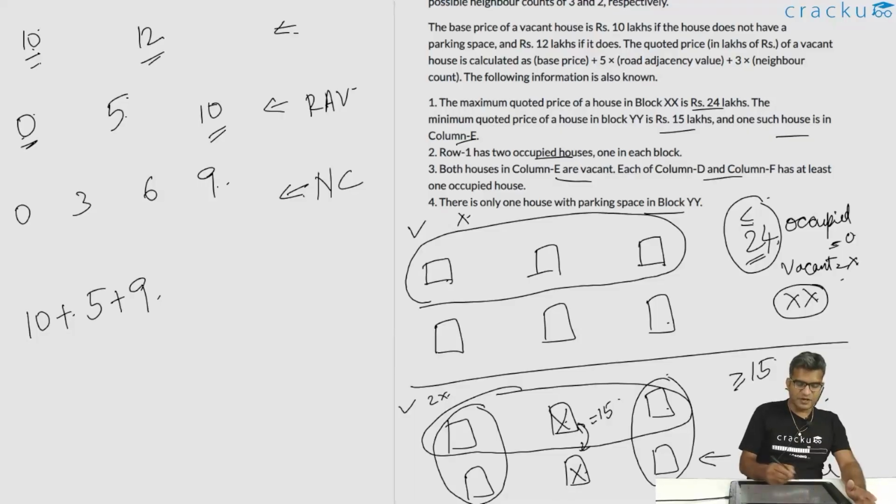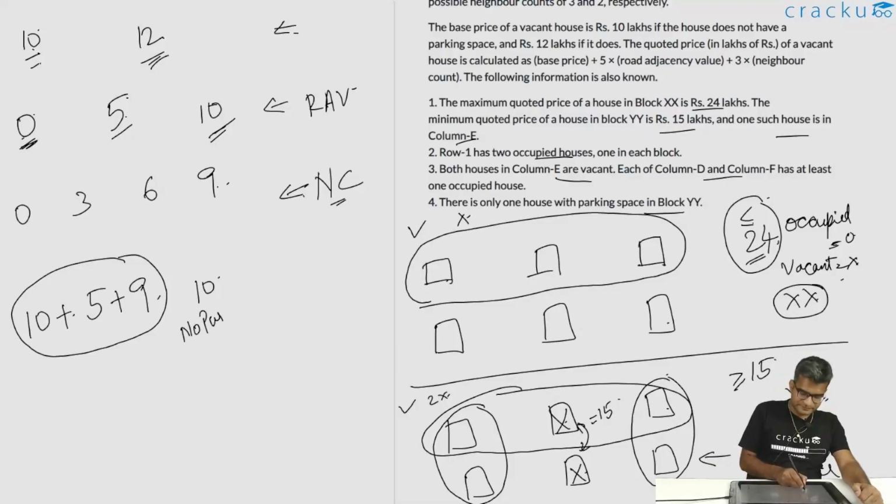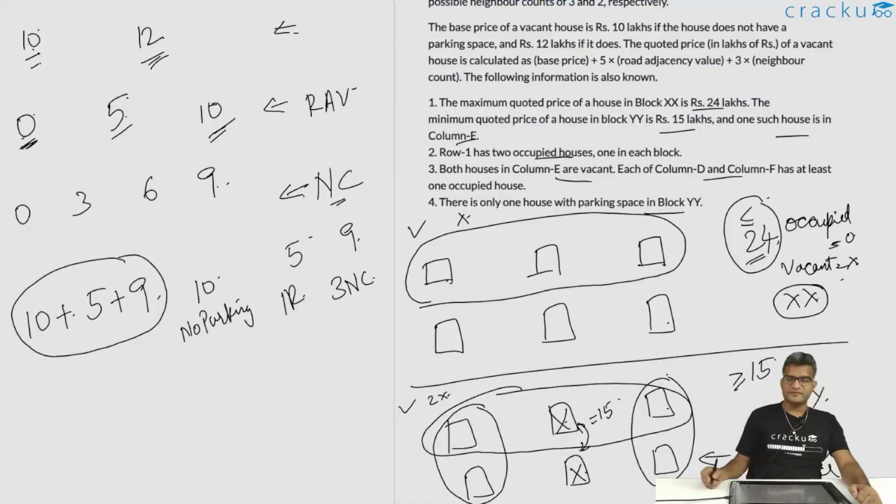If the base value is 12, and if the road access value is 0, you need 12 more that we are not getting from the neighbor count. 12 plus 5 would be 17. You need 7 from the neighbor count. That also is not happening. 12 plus 10 is 22. You need 2 from the neighbor count. That also is not happening. So the only possible value is 10 plus 5 plus 9. But how exactly are you getting 10 plus 5 plus 9? This has to be 10, which is no parking, plus 5, which would mean that it has one road access, plus 9, which would imply that it has 3 neighbors, the 3 neighbor count.